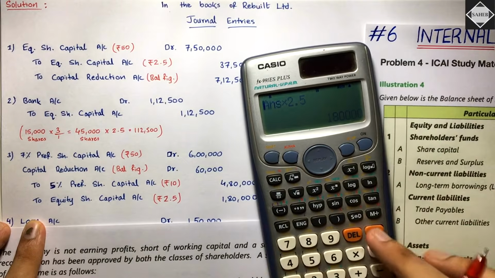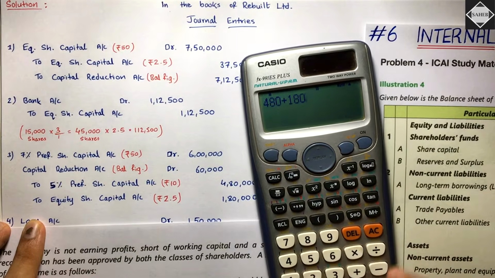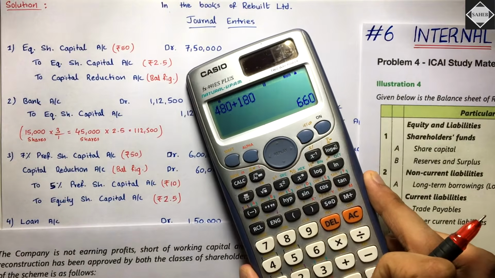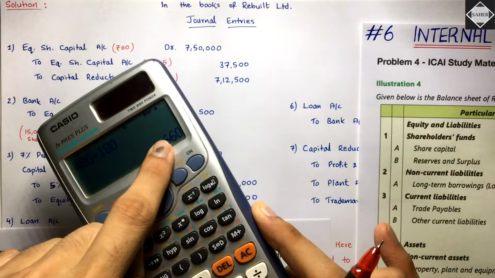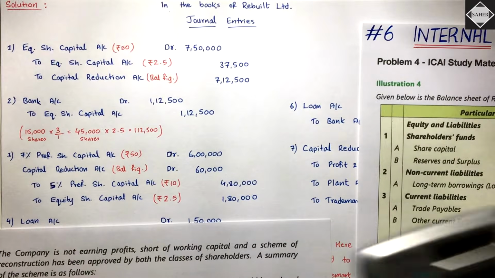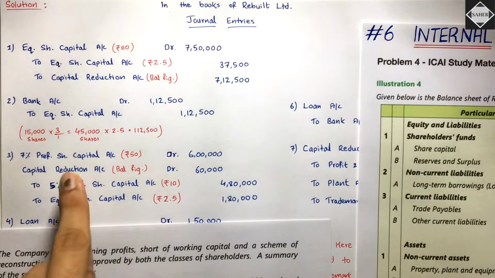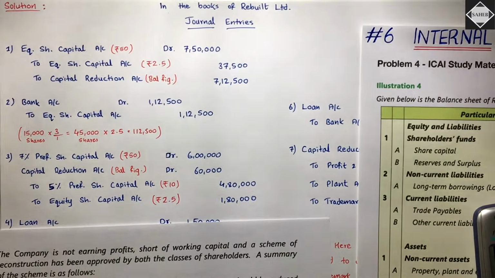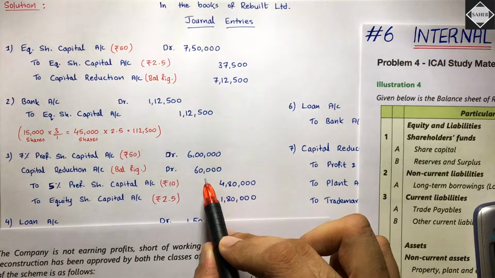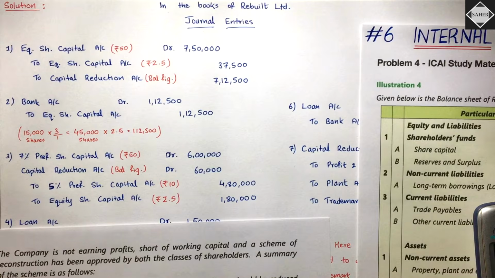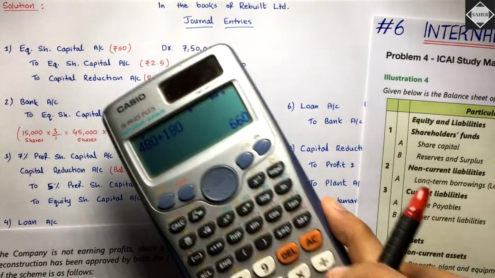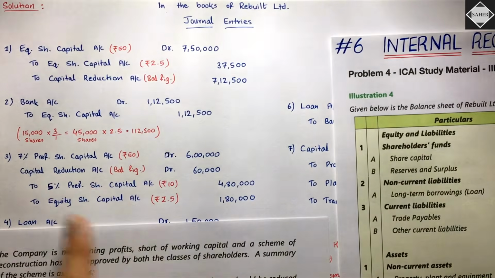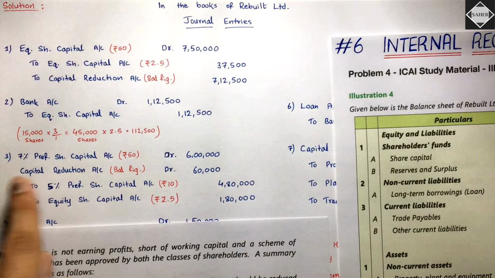Now add 480 plus 180, that's equal to 6,60,000. Understand properly what is happening. From the company's point of view, the company has given 6,60,000 of capital to preference shareholders, and it has cancelled 6 lakh. So the company is bearing a loss of 60,000. The company gave 6,60,000 worth of capital in replacement of the cancelled 6 lakh. There is a gap in the debit of 60,000.